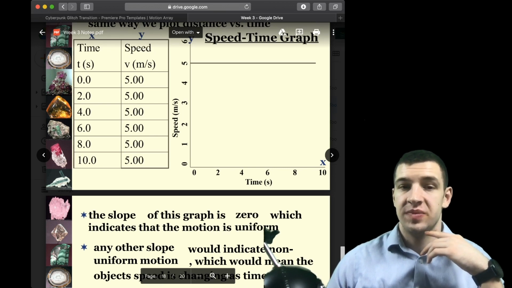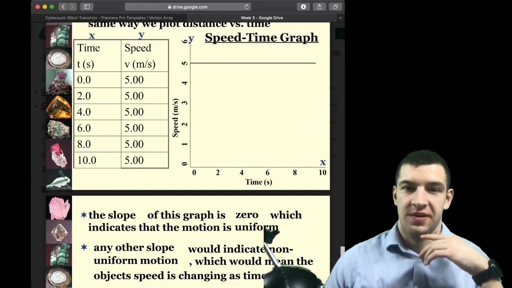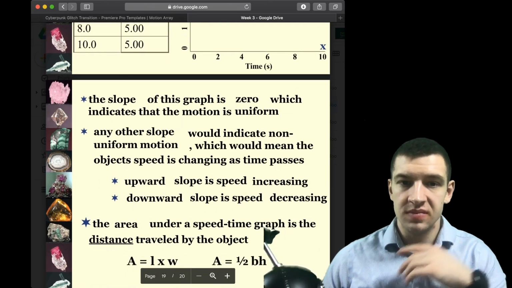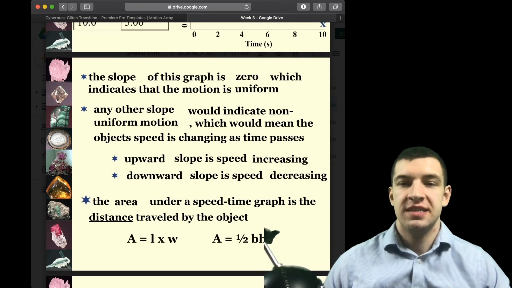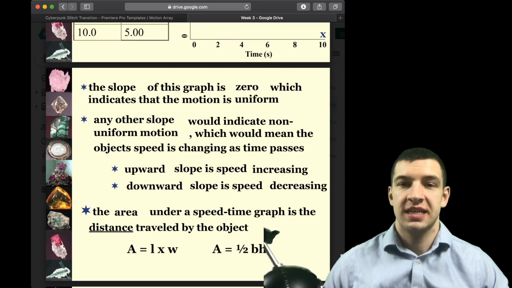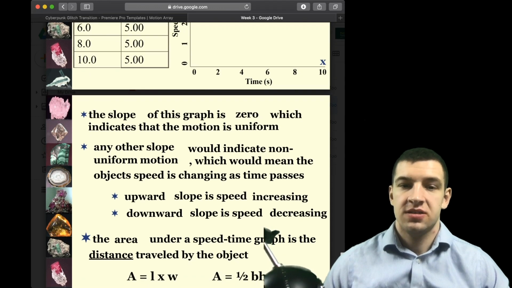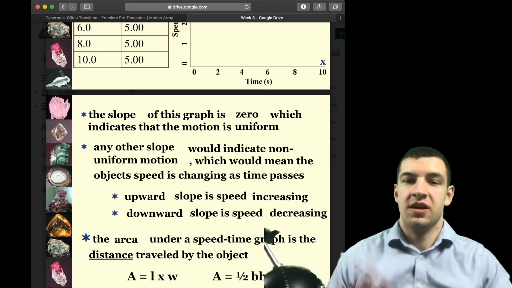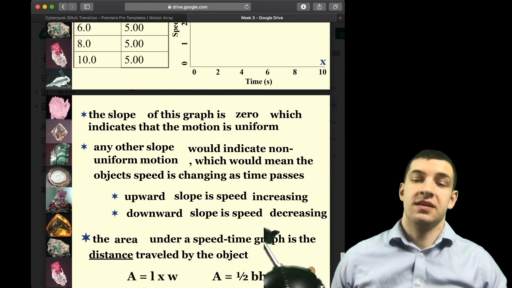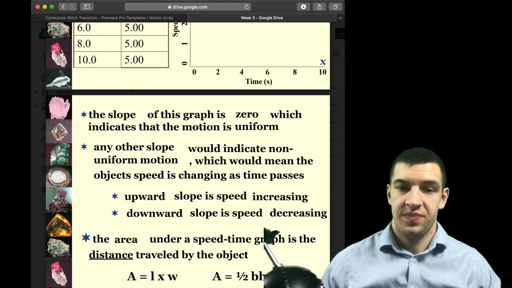It doesn't tell you that there's no speed. It just tells you that it's constant. It's constantly 5 meters per second. The slope of the graph is 0. Any other slope would indicate non-uniform motion, which means the object's speed is changing as time passes. So again, for most things in life, this would vary, but for uniform motion, it doesn't. If you saw a slope going upwards, the speed would be increasing. If it went downwards, the speed would be decreasing.